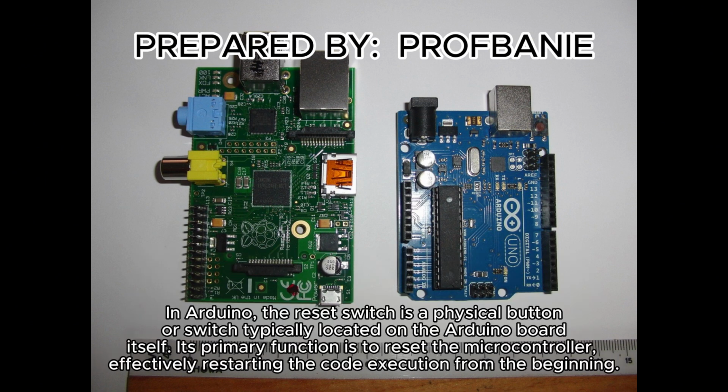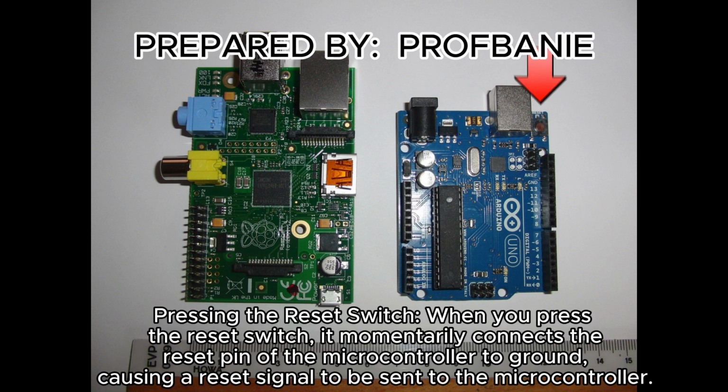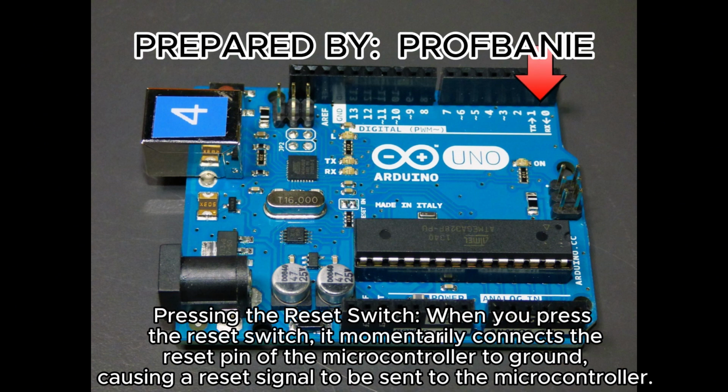In Arduino, the reset switch is a physical button or switch typically located on the Arduino board itself. Its primary function is to reset the microcontroller, effectively restarting the code execution from the beginning. When you press the reset switch, it momentarily connects the reset pin of the microcontroller to ground, causing a reset signal to be sent to the microcontroller.